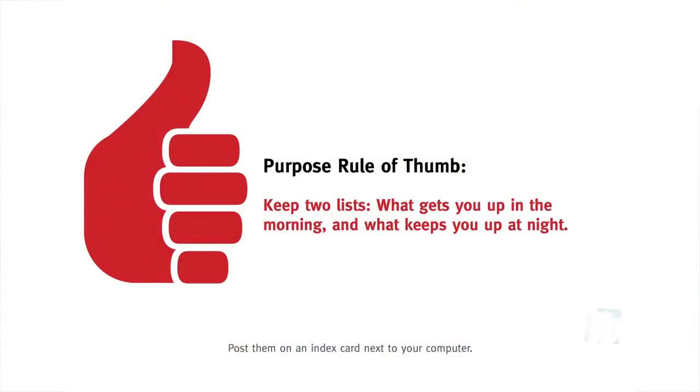So here's a really quick and easy way to figure out how to get that angle on what your values are and your motivation. There's two lists. I was just sharing this with Phil. What gets you up in the morning? What are you excited to do in the morning? What projects are you enthusiastic about? What are the things that really get you fired up? And what are the things that keep you up at night?